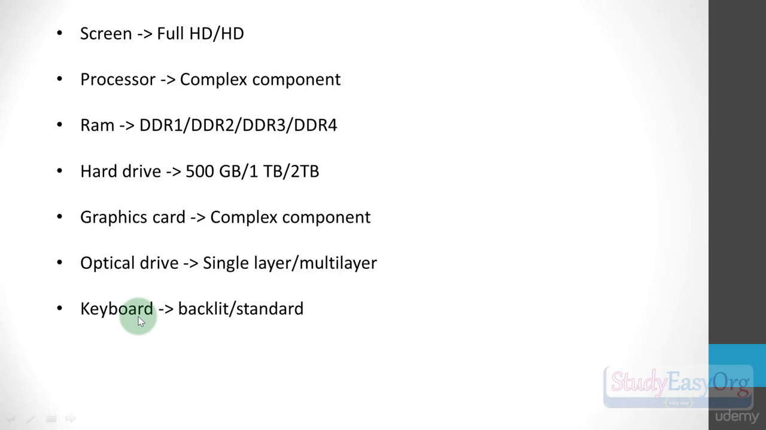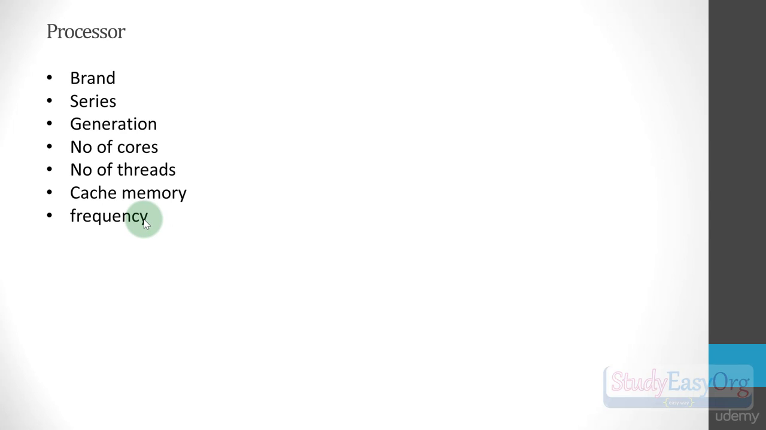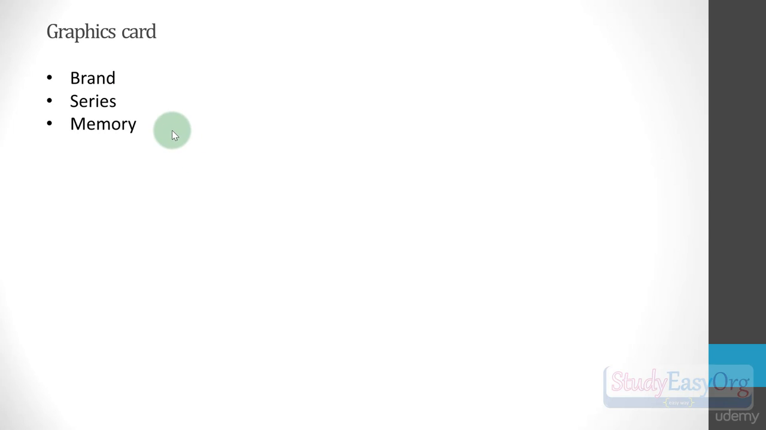These are simple components. But when it comes to processor or graphic card, there are many more things involved in these components. In fact, the processor and the graphic card are compositions in themselves. So let us check processor real quick. When it comes to processor, there are multiple things involved, and these are compositions themselves. There are, for example, brand, series, generation, number of cores, number of threads, cache memory, frequency. So there are multiple things involved in a processor, and we need to manage them as well. Likewise, when it comes to graphic cards, there could be brand, series, memory and a couple more things. So these are complex components.